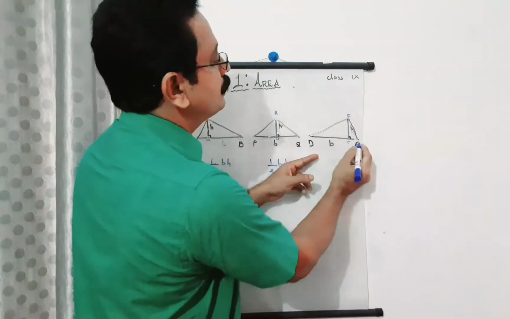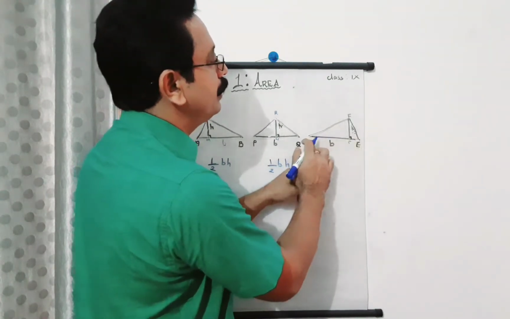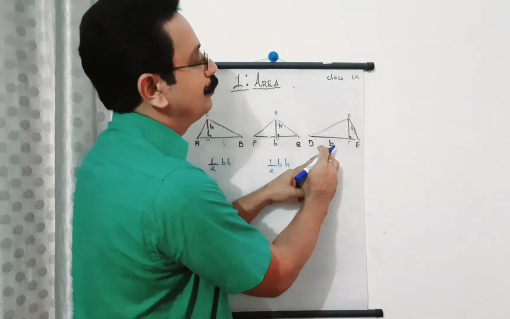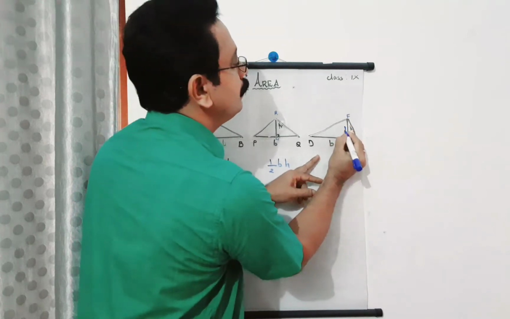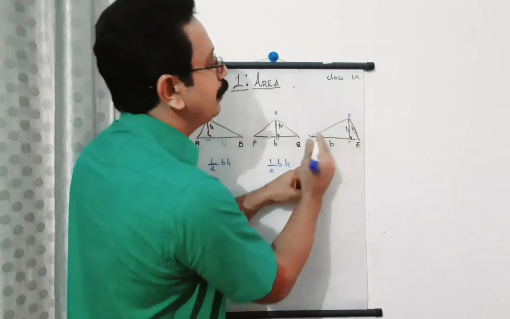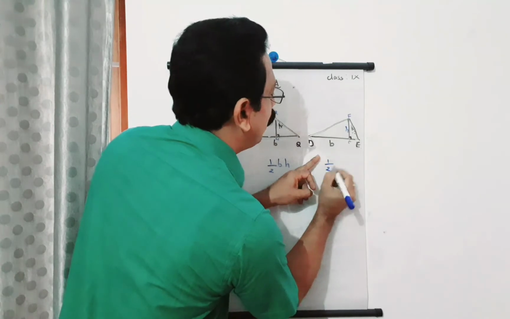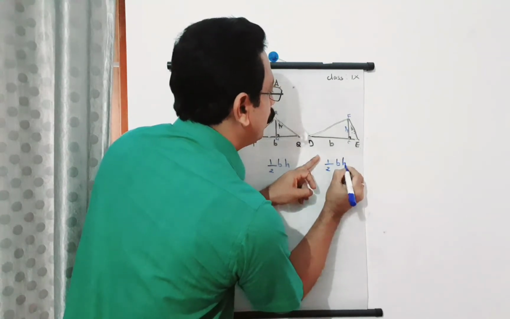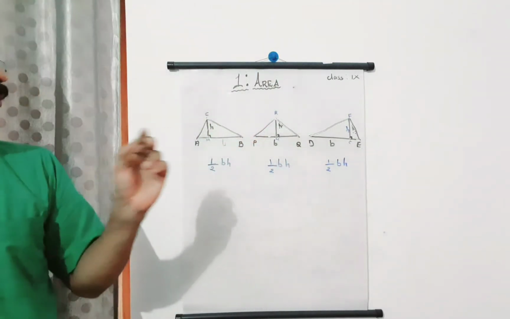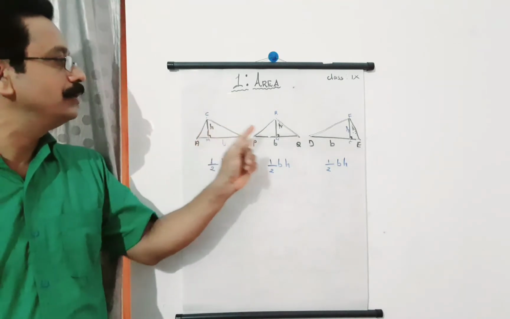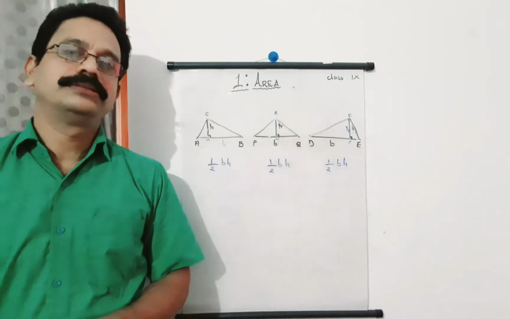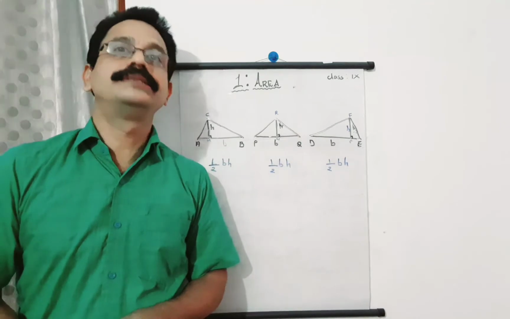Now listen to this triangle DEF. What about its base? b. What about its height? h. Now how will you find area? Area is half into base into height. That is, you can see for all these three triangles, their areas are same.